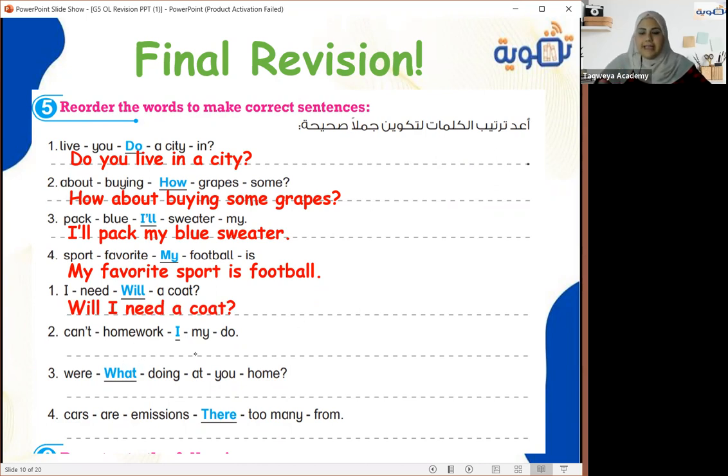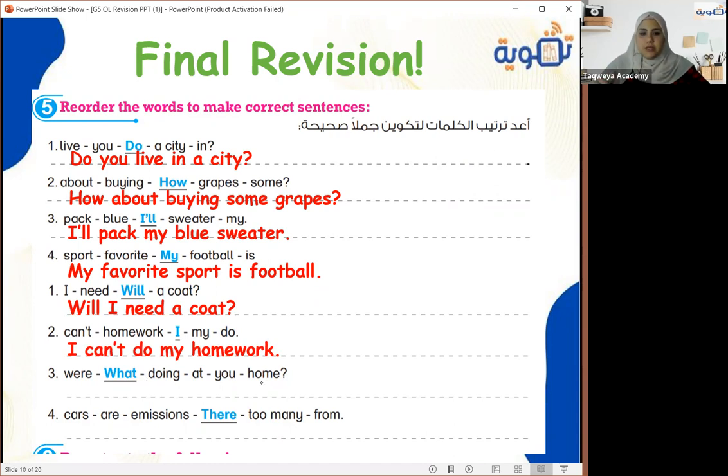Next, I is the start. So that's a sentence. Of course, I can't do my homework. Can and can't always have the base form, like do.